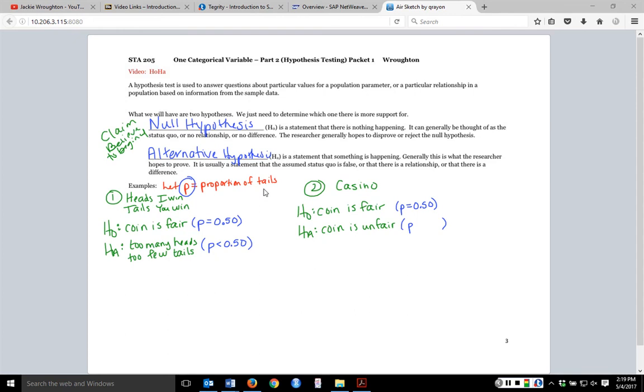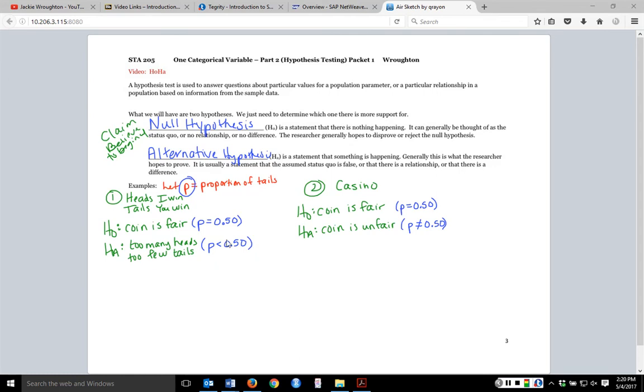So at what point is the coin going to be unfair when it comes to proportion of tails? It's going to be unfair anytime that its proportion is not 50%. So we have this not equal to idea. We're going to worry about if there's too few tails, or if there's too many tails, then the coin becomes predictable. I hope that idea makes sense.